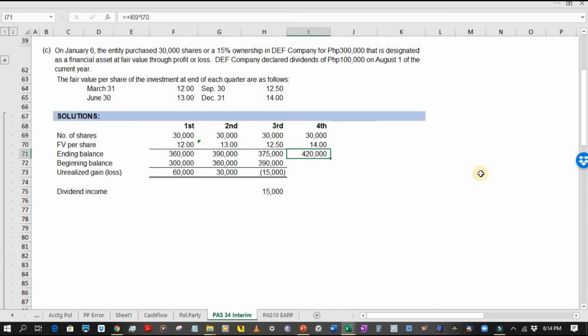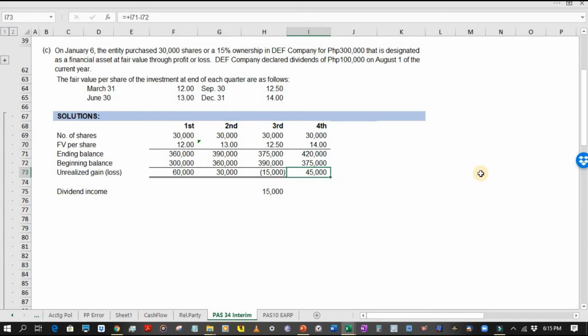So to get the fluctuation only for the fourth quarter, so this is the fluctuation from September 30 to December 31. So we will compare the 420,000 with the 375,000 pesos. So there is an increase of 45,000 pesos, which is an unrealized gain. Again, this will be presented in the income statement for the fourth quarter. So the 60,000, 30,000, negative 15,000, and the 45,000 pesos are the non-cumulative amounts, which means these amounts are only applicable to their respective quarter.